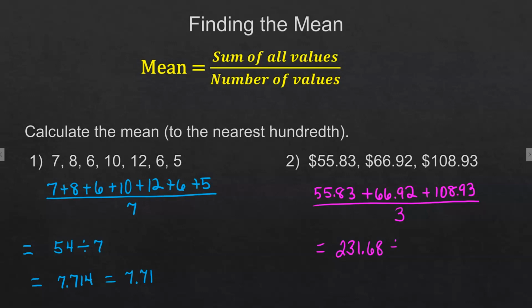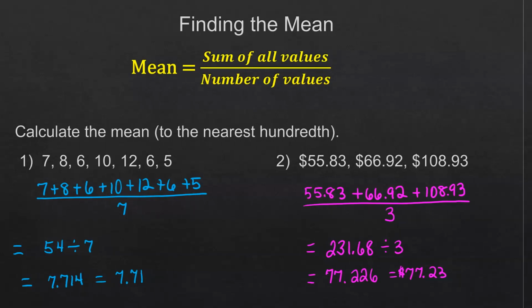So that you can calculate things on your own and then come back to see what I have for an answer. And so we get 77 point, 0.226, and that rounds to 77.23. And let's label that with a dollar symbol because we were dealing with dollar amounts there. All right, so that's finding the mean.